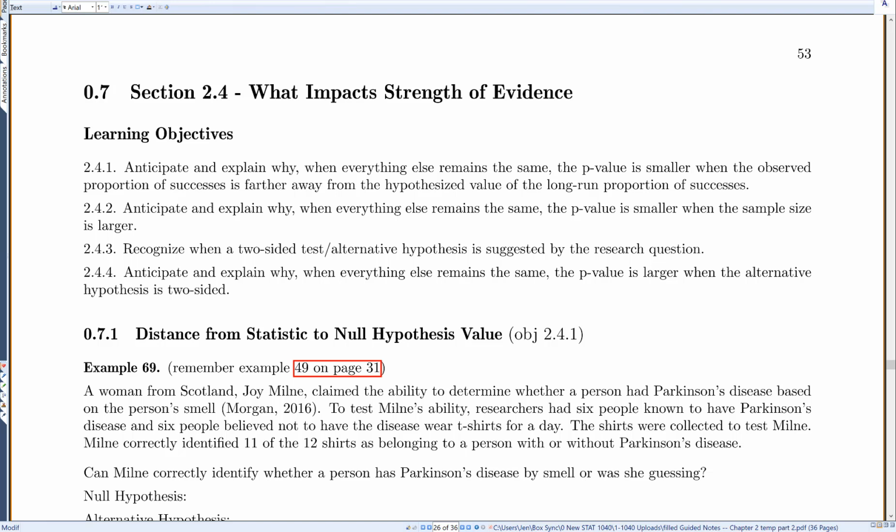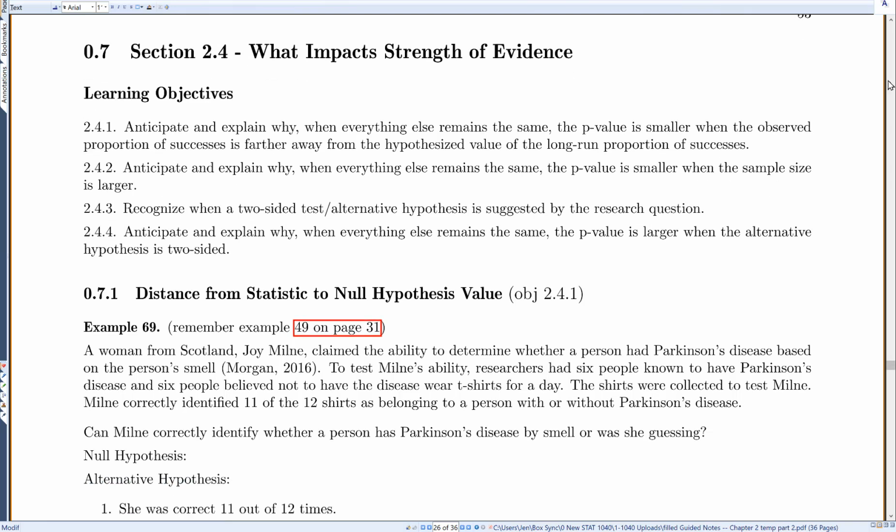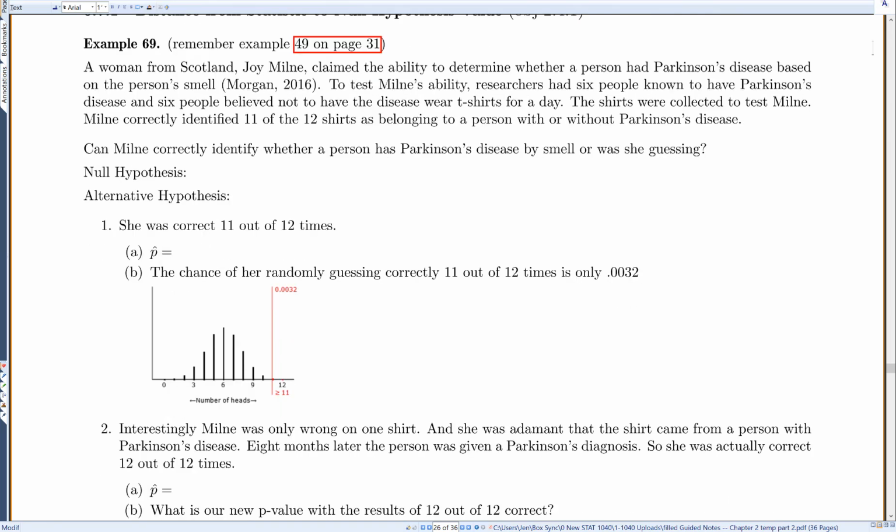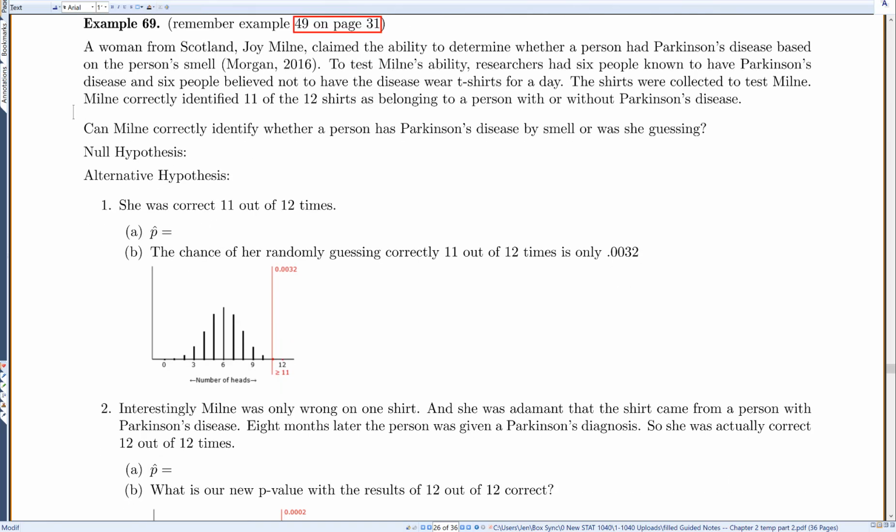So let's remember we had a woman from Scotland who claimed the ability to tell if a person had Parkinson's disease based on their smell. They had 6 people known to have Parkinson's disease wear a T-shirt, and 6 people that didn't have Parkinson's wear a T-shirt. They collected the shirts, and they tested Milne. Milne correctly identified 11 of the 12 shirts as belonging to a person with or without Parkinson's. So let's remind ourselves, the research question was, can Milne correctly identify whether a person has Parkinson's disease by smell, or was she guessing? So that's the research question.